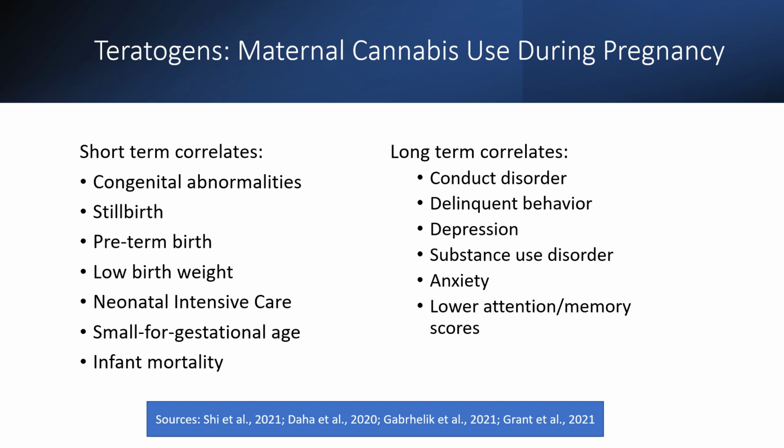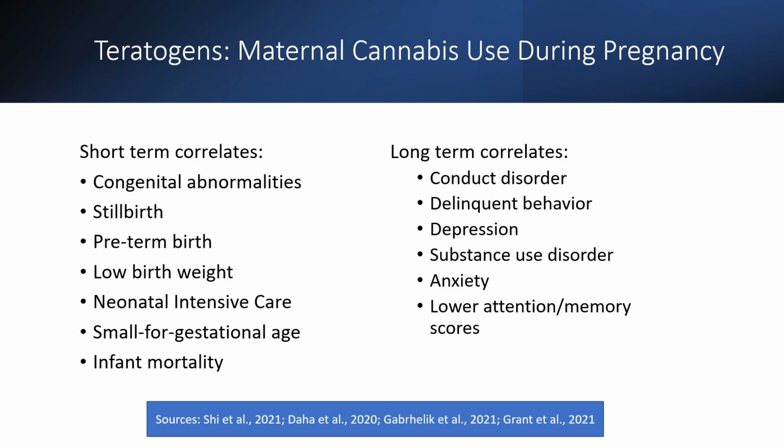Congenital abnormalities, otherwise known as birth defects; stillbirth, so a baby dying in the last 20 weeks of pregnancy; being born prematurely; being born low birth weight; having to spend time in NICU, or neonatal intensive care; being small for gestational age, meaning that even after you're born, when you're 2 or 3 months old, you're smaller than usual; and a higher risk of a baby dying in the first year, which is known as infant mortality.